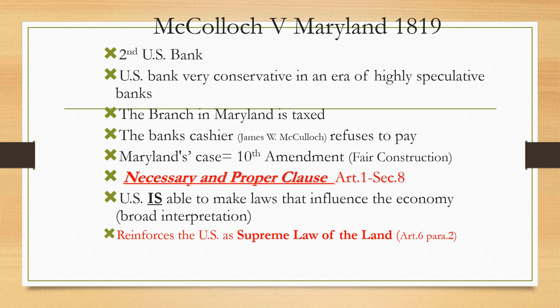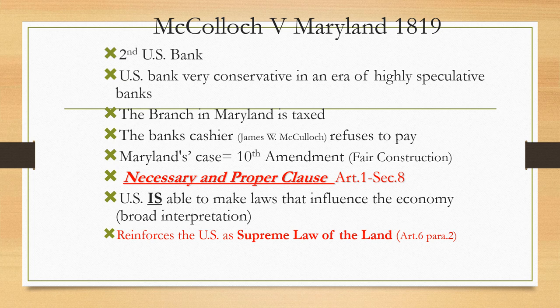Article 1, Section 8 says that the federal government can set measures and balances, and it can set the economy, and it can issue, it can loan money. It can do all sorts of stuff within the economy. And then the necessary and proper clause says the federal government can do all that is necessary and proper to carry into action the aforegoing powers. So Article 1, Section 8 gives the federal government the power to make laws that influence the economy, which is a broad interpretation.